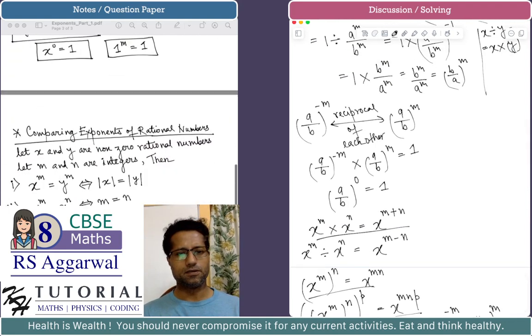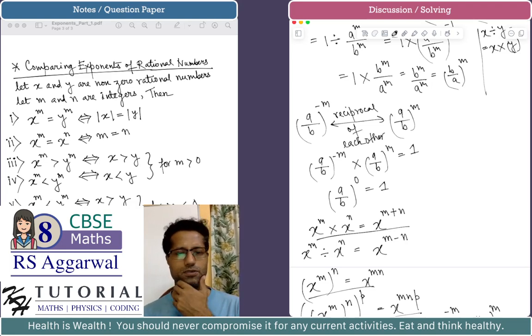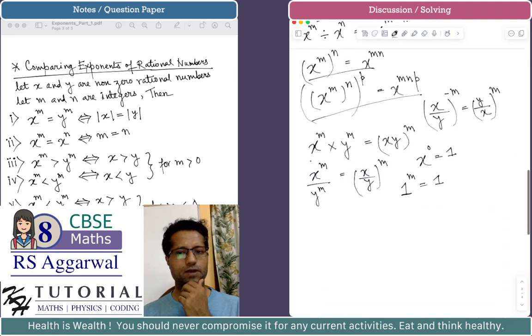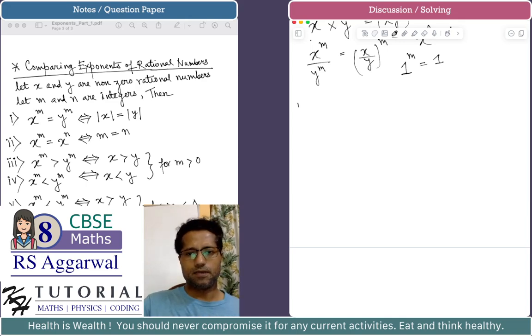Now there are certain few things I have added extra which is not given in the textbook of author R.S. Aggarwal. So this is about comparing exponents of rational numbers. How do you compare two given numbers in the exponential form, that is exponents of rational numbers? So let's say x and y are non-zero rational numbers and m and n are any integers, then the first one says x raised to the power m, where x and y are non-zero rational numbers.